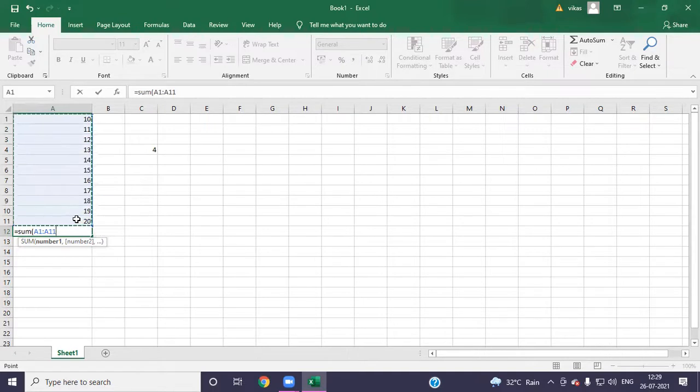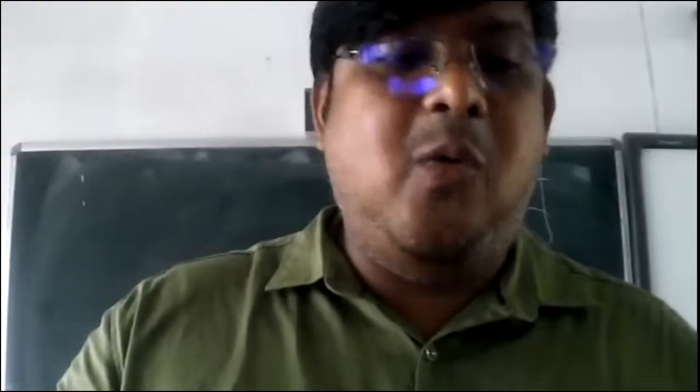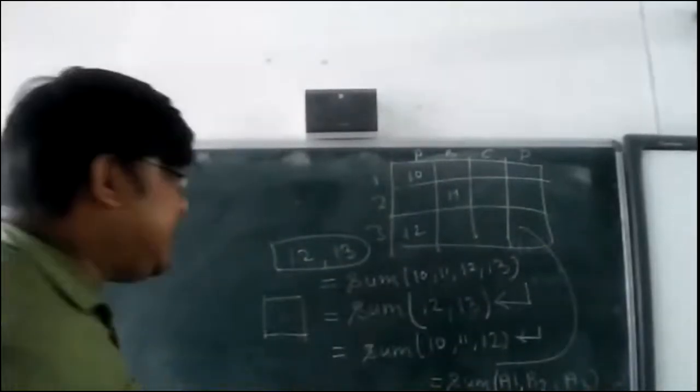These all cells I want, it will automatically generate the address, and click here, it will show the sum of all these numbers. Once again, look here at how we will use the cell range.